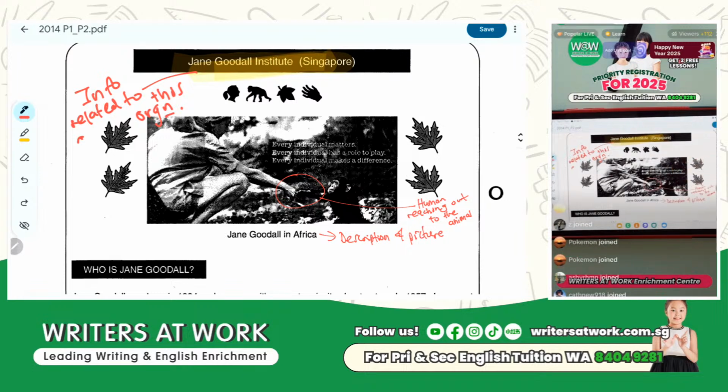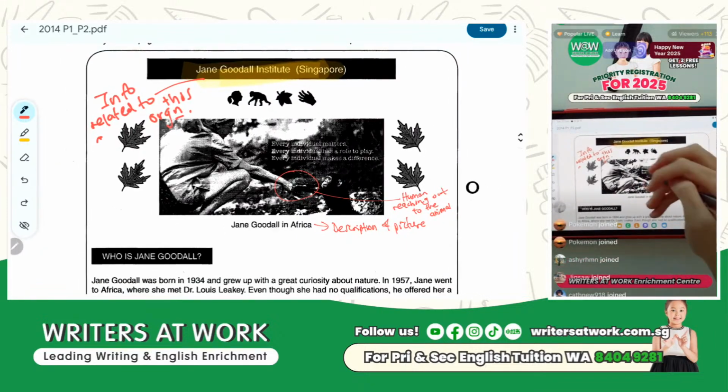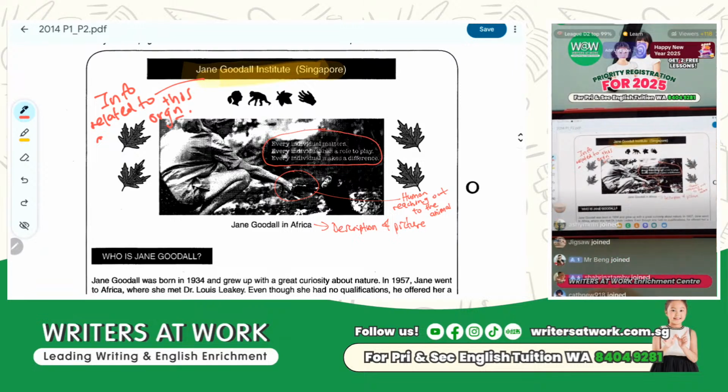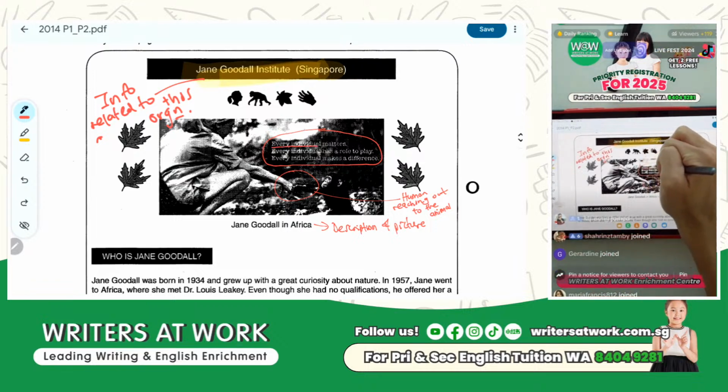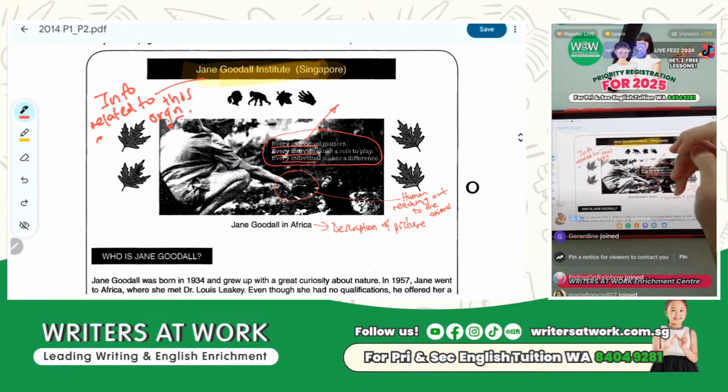We also observe in this photograph these words written here: every individual matters, every individual has a role to play, and every individual makes a difference. You can see that the emphasis is on every individual. You are trying to highlight how everybody plays a part. In this case, it will be wildlife conservation.